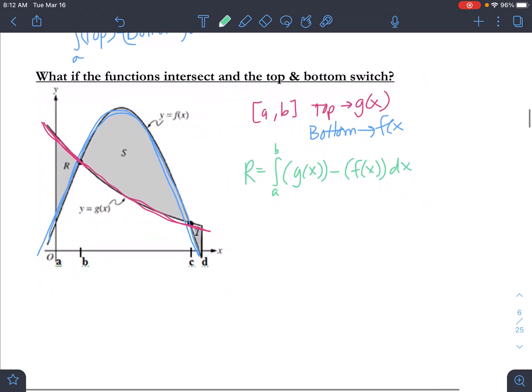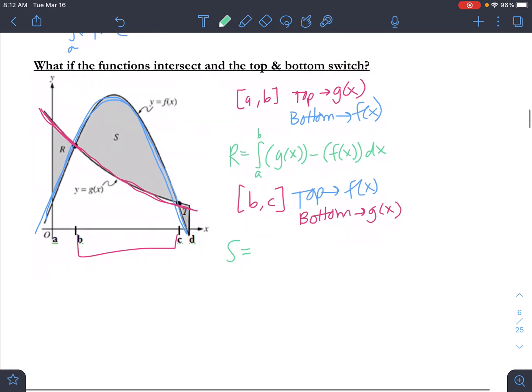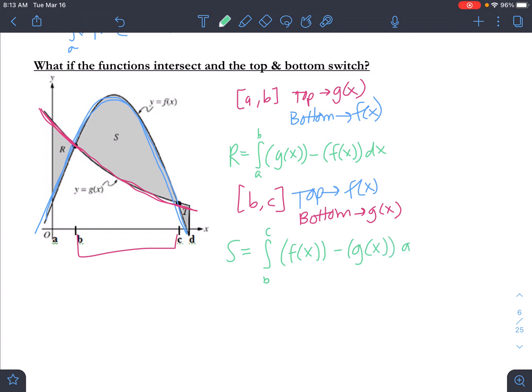Well, what happens when we get to b to c right here? This is the area for S. From b to c, you'll notice they switched. We had an intersection, and now the bottom function is g of x and the top function is f of x. So to find the area S, we'd have from b to c, the top function f of x minus the bottom function g of x. Notice I'm using a lot of parentheses here. We want to be really careful, and we'll see in a second that we make sure we subtract the whole second function.